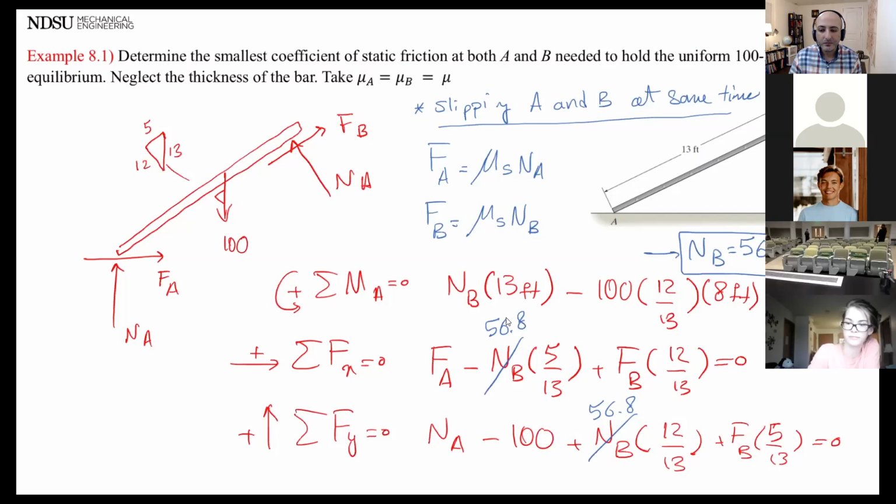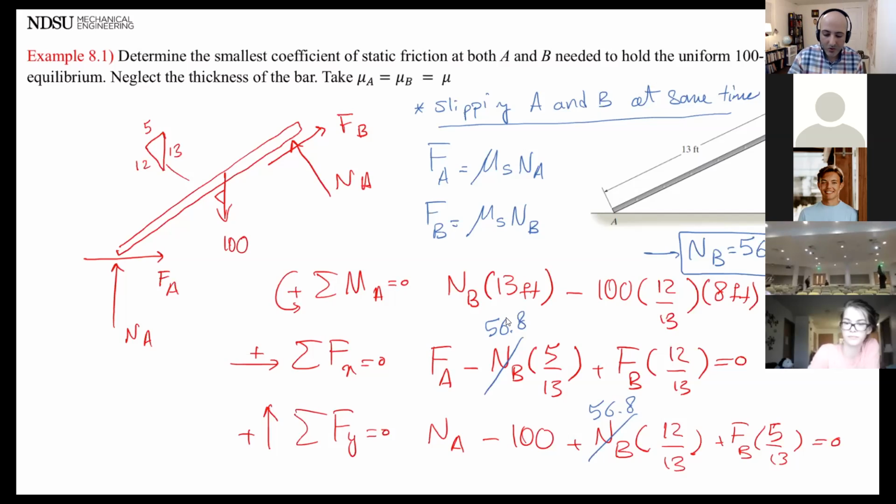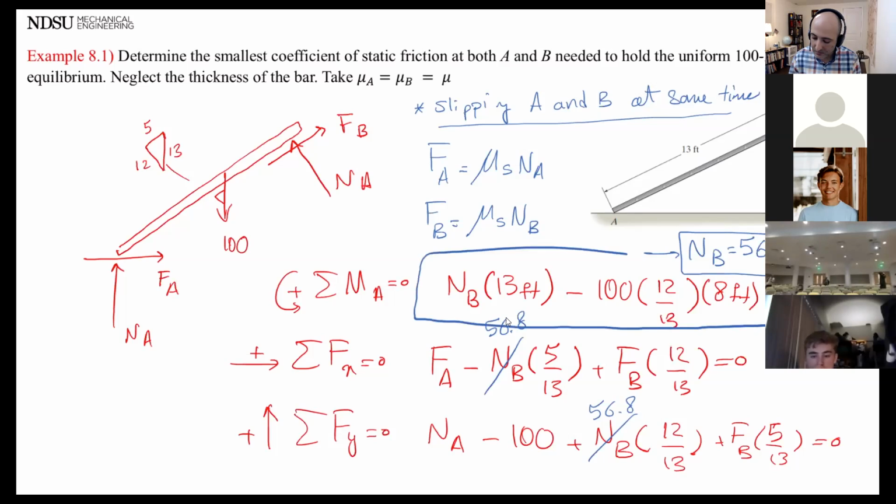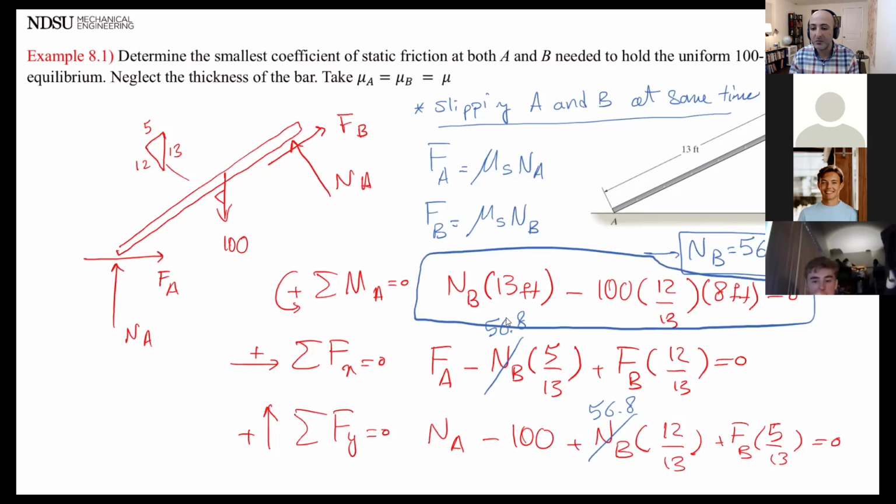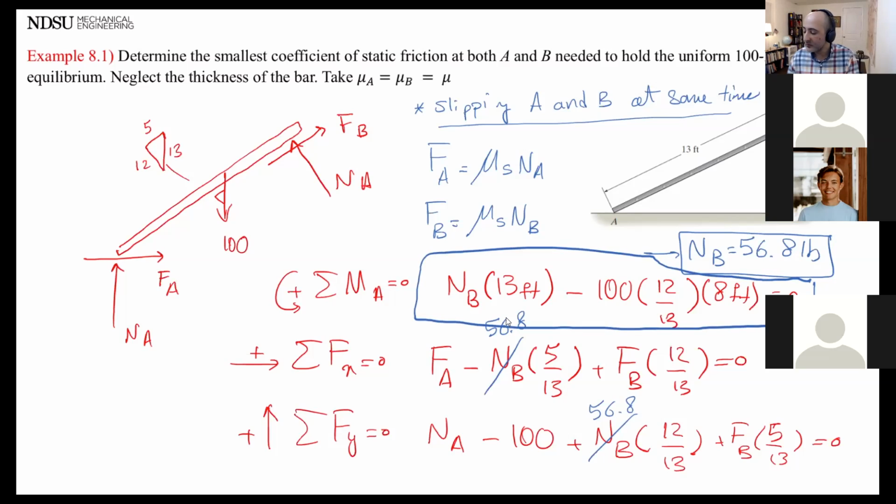Yeah, I missed how you got the 56.8 at the end there. So this one was from this equation right here. There's just one unknown, and that's NB. Everything else is just numbers, you know. Oh, okay, okay. Yeah, thank you. Just one unknown. Yes. All right.